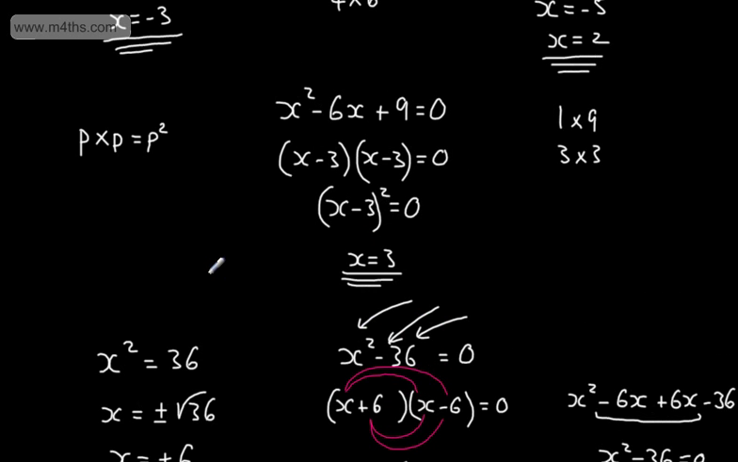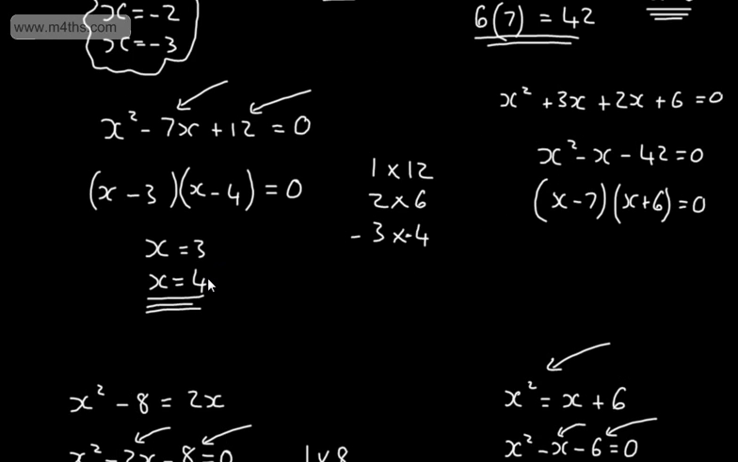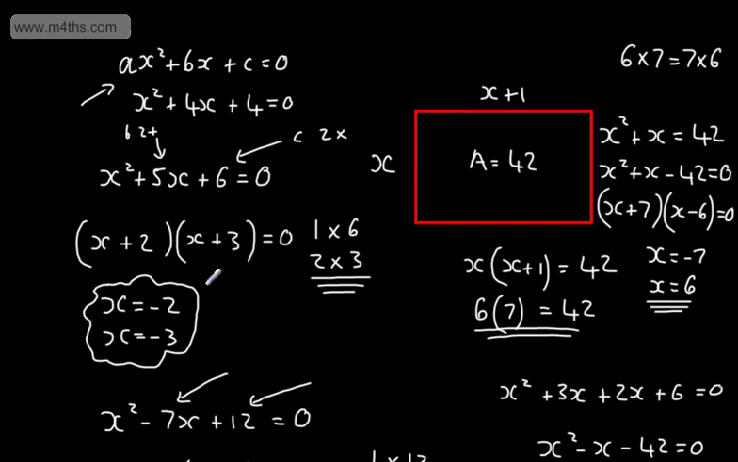Nice and logical. Put it in the form ax squared plus bx plus c is equal to 0. Two numbers that multiply to give the c term and add to give the b term in a set of brackets, and then our solutions are going to be the same numbers with the opposite sign.